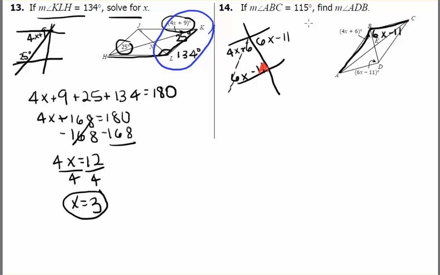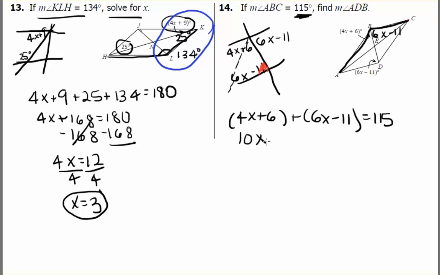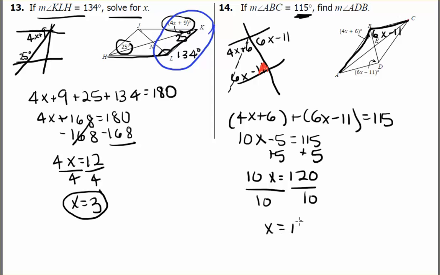Well, it told us that ABC is 115, so these two expressions added together should equal 115, because it should equal that whole angle right there. So I'm going to have 4x plus 6 plus 6x minus 11 equals 115, and then you want to combine your like terms. So I'm going to have 10x minus 5 equals 115. Add my 5 over. And then I want to divide by 10. And I get that x equals 12.